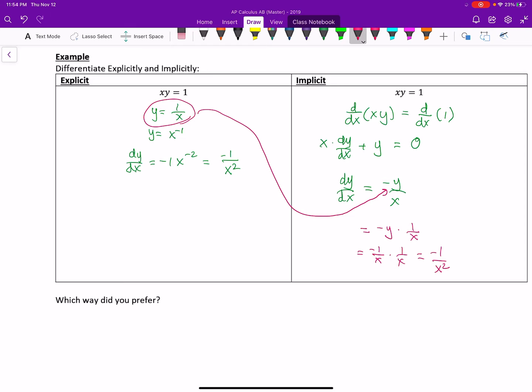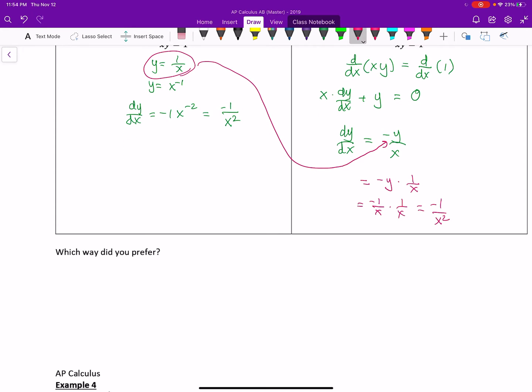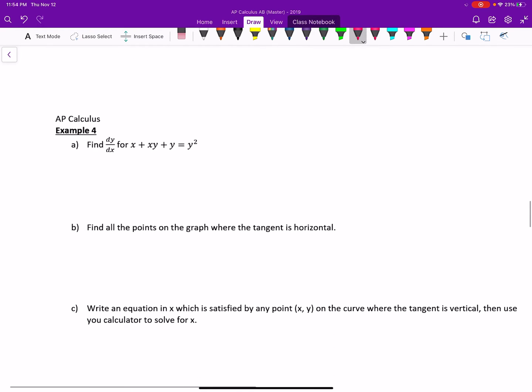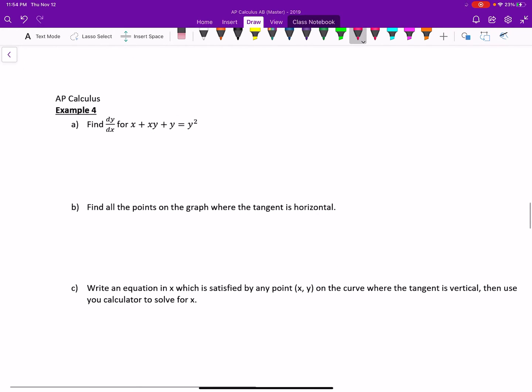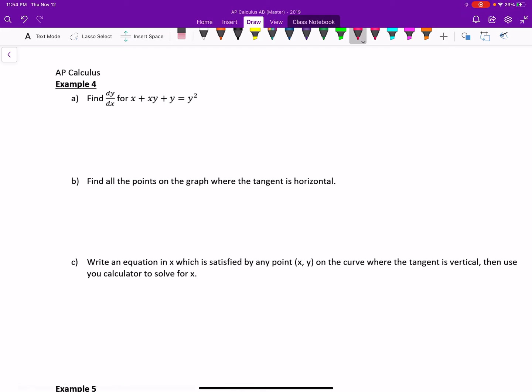Most people prefer the explicit version, but everybody has their own preference. And if you have an ordered pair and it's easier for you to do it implicitly, go right ahead. Now, there are questions that you can't do explicitly. It becomes a lot harder to solve for y, for example, in example 4. So we don't really have an option there.